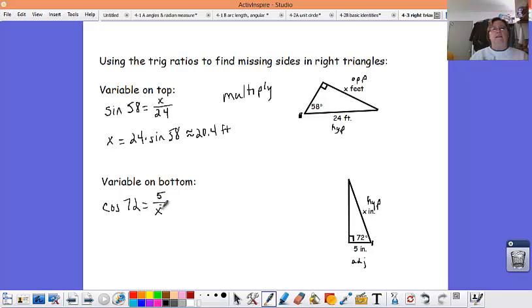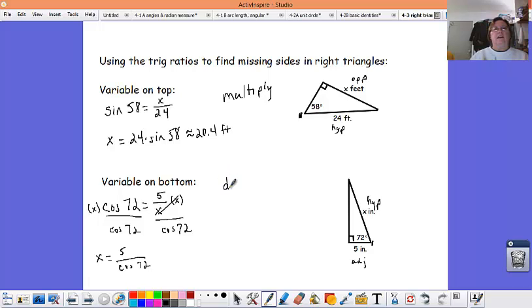The algebra to get x by itself has to go this way. You can't have it in the bottom of a fraction, so you multiply both sides by x. The x's here cancel. And then to get x by itself, we've got to divide by the cosine of 72. Bottom line is x will equal 5 divided by the cosine of 72.